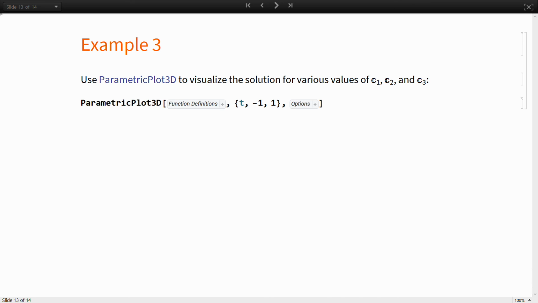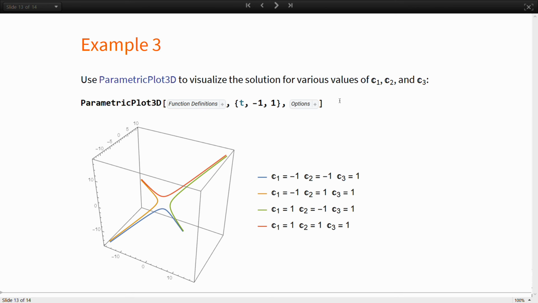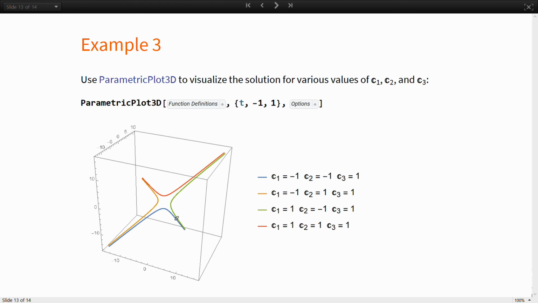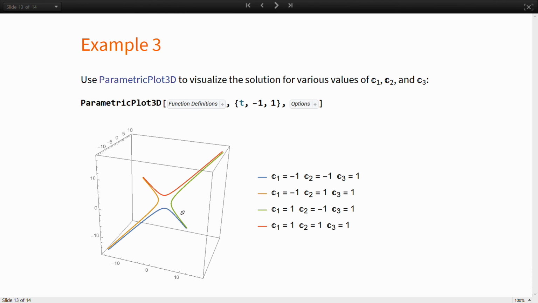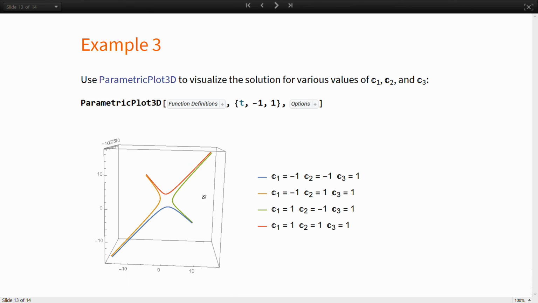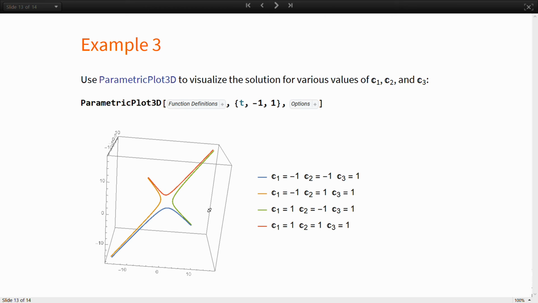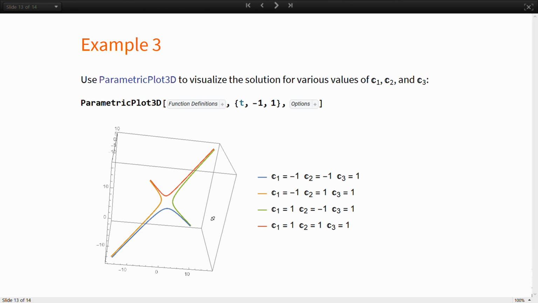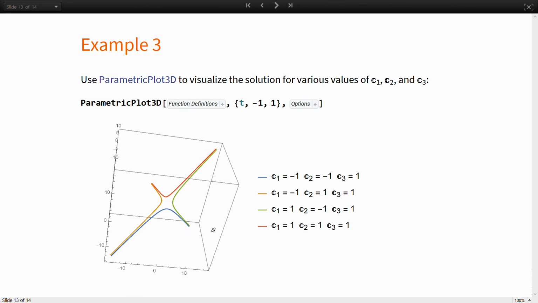Now that we have the general solution, use parametric plot 3D to visualize a few of the trajectories for various combinations of the constants C1, C2, and C3. The solutions are seen to take a trajectory similar to the solutions we saw in the previous 2D example, where the solutions tended to eventually diverge from the origin. The same can be said of the 3D example here, where the trajectories eventually diverge from the origin as well.